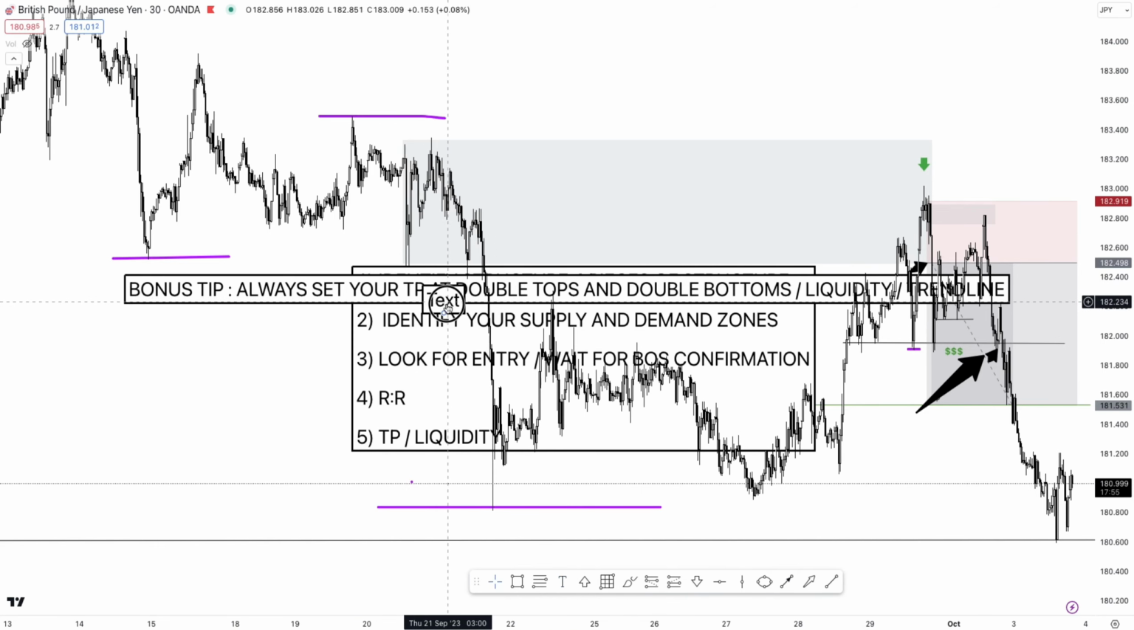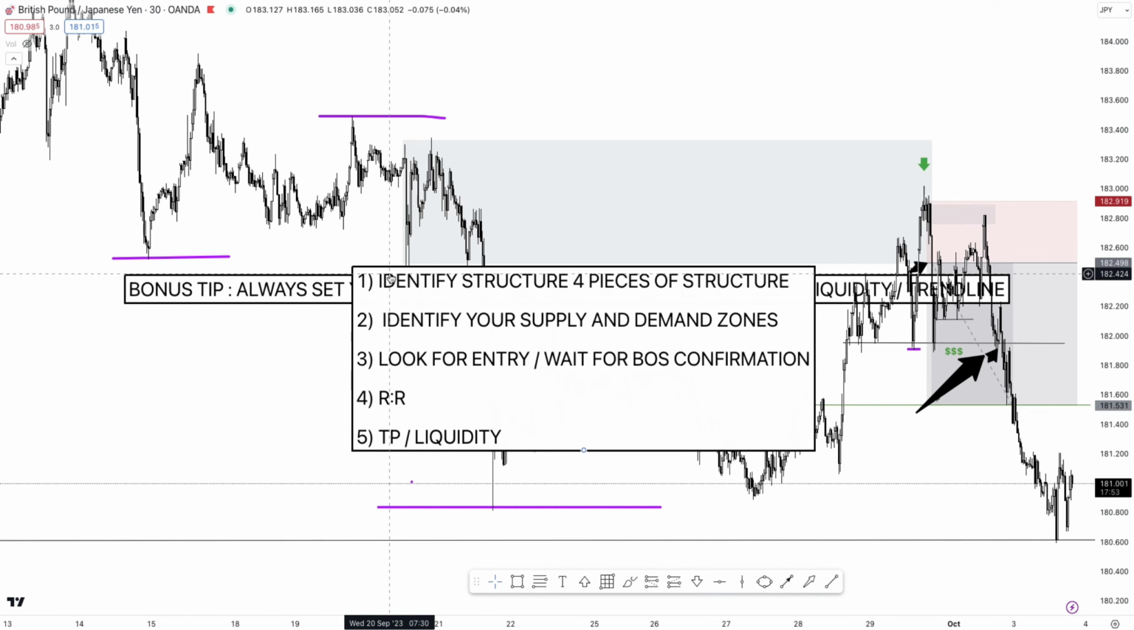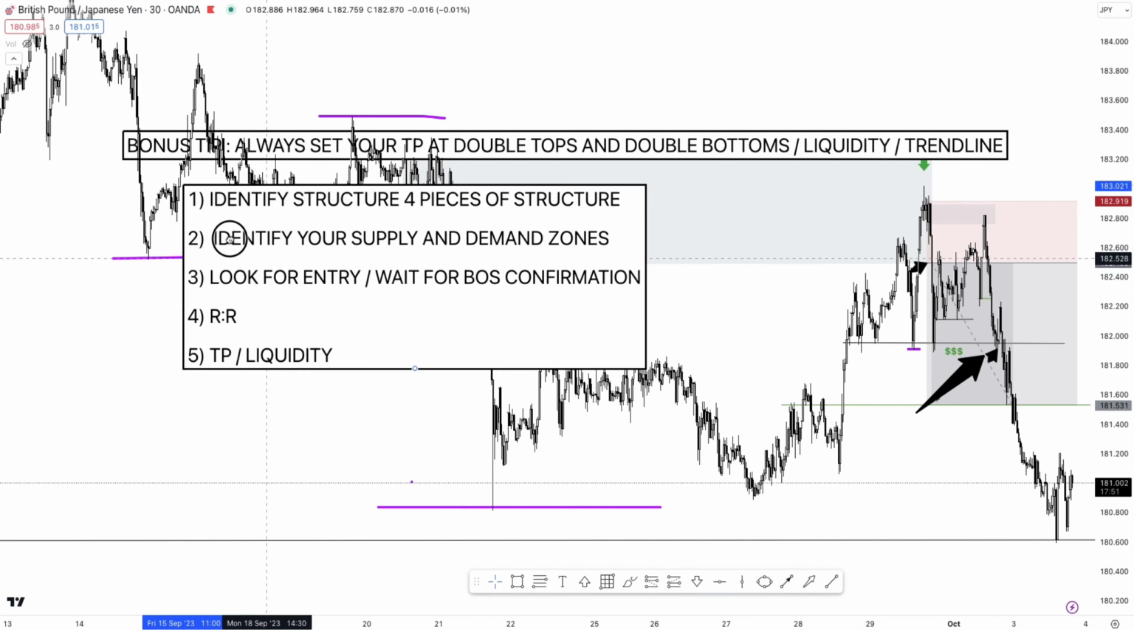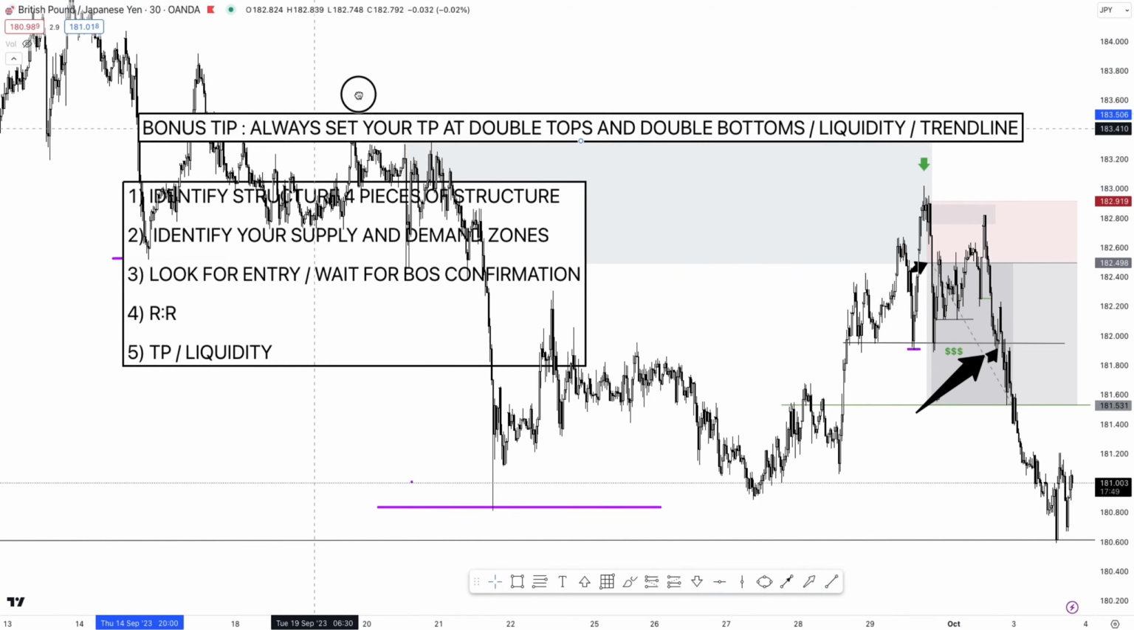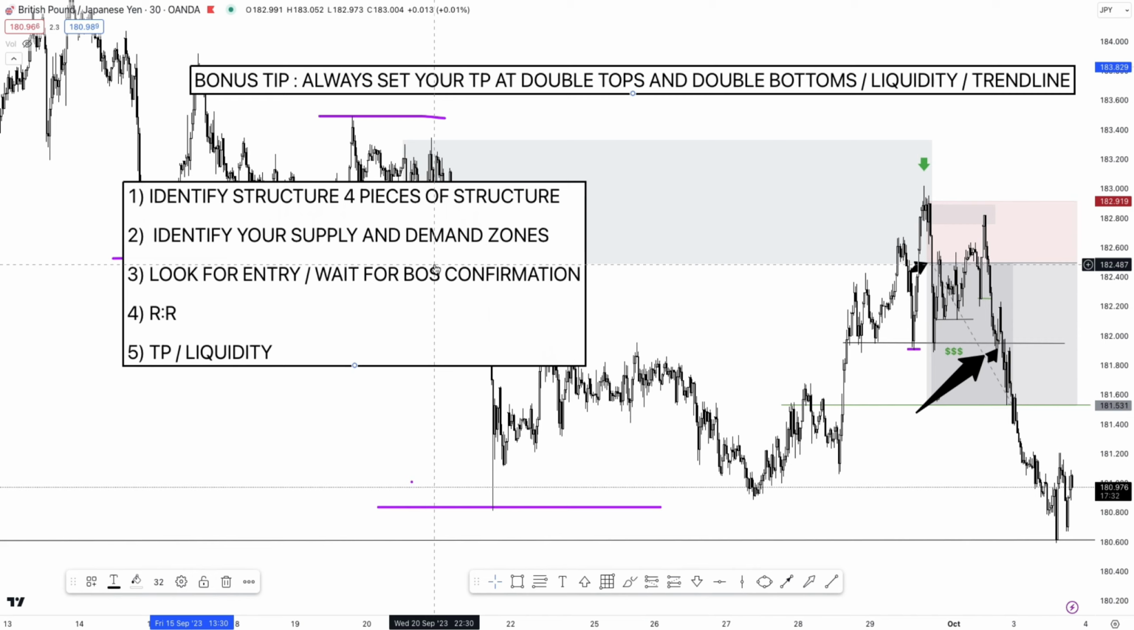And when I'm done setting this up, I want you guys to actually screenshot this and write this down in your journal. Bonus tip: always set your take profit at double tops and double bottoms, liquidity areas, or trend lines. Always set your take profits at double bottoms and double tops or liquidity areas. That's what it is, and trend lines. Okay, so you have all the steps here.